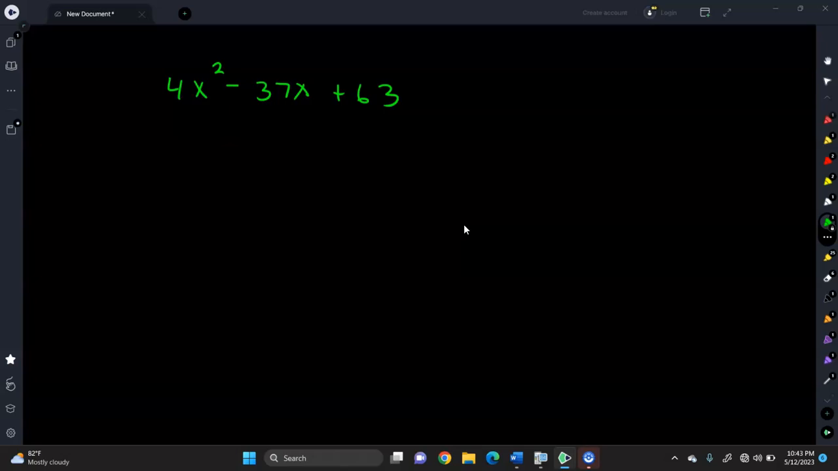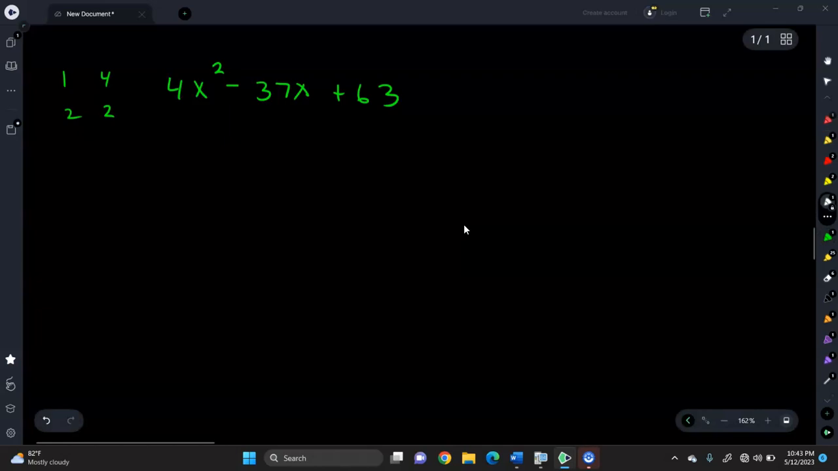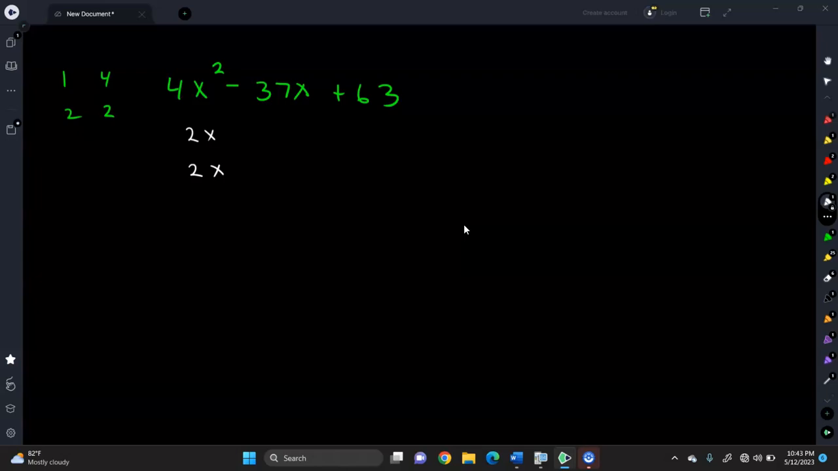So looking at the 4x squared, we can factor that as 1 and 4 or 2 and 2. So let's try the 2 and 2. 2x times 2x. Okay. Now 63. So let's see, we've got 1 and 63. They're both going to have to be negative because that's positive, but that's negative. We've got 3 and 21. And we've got 9 and 7. Okay. So let's try the 9 and 7.